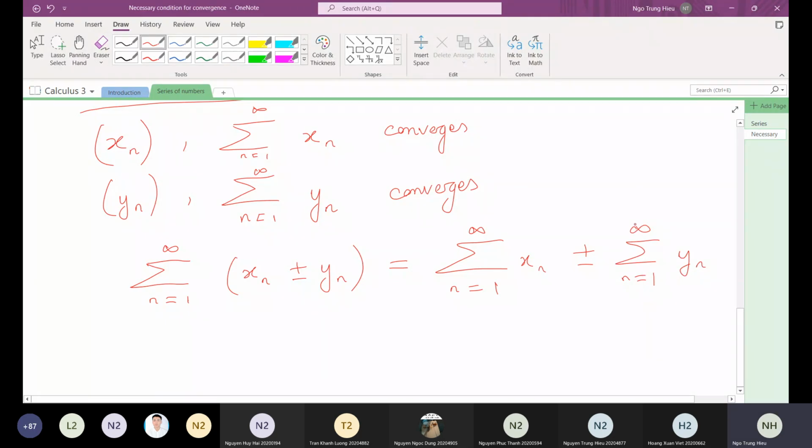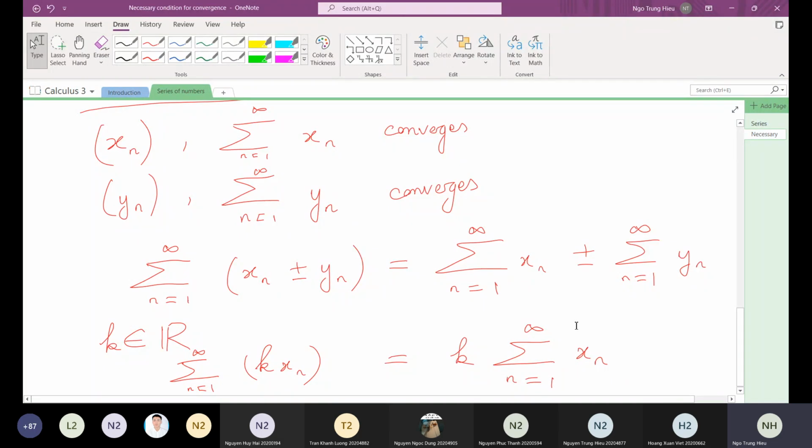Or we can multiply a series by a constant. So suppose a constant k is a real number. Then we can have a series sigma of k x sub n, and this is k times the series of x sub n.